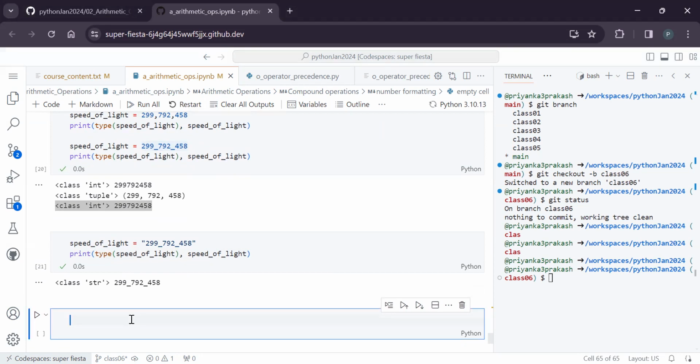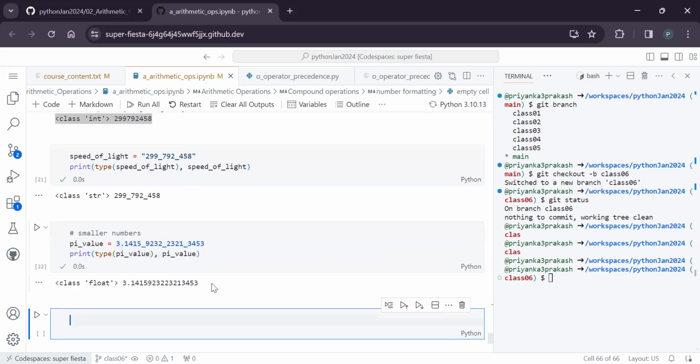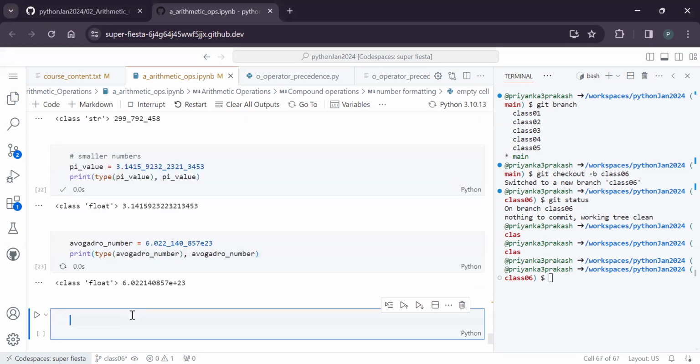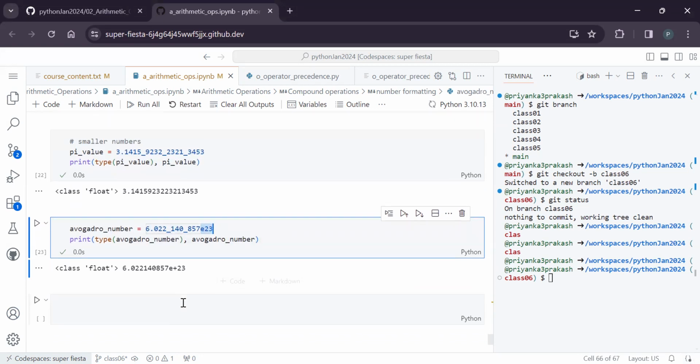Smaller values means, say, if I go for something like 3.1415, the pi value, right? Even post decimal, if there is an underscore, it will ignore that. I also gave underscores in exponential notation. Then it is treating it and giving us the answer. So I told you how to work with smaller values, larger values, and all those things.